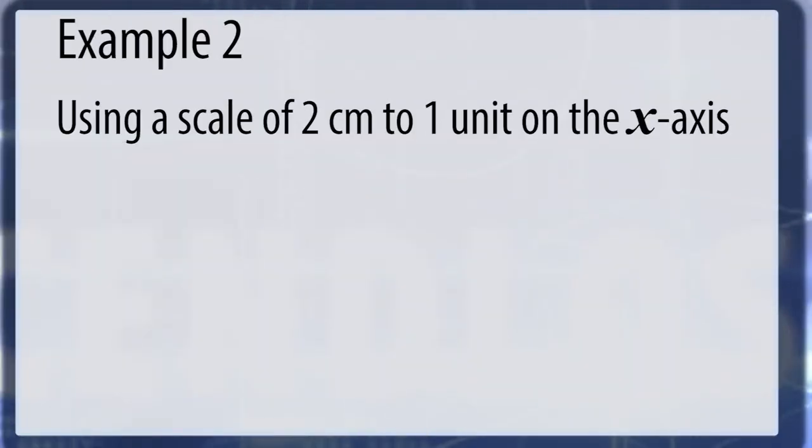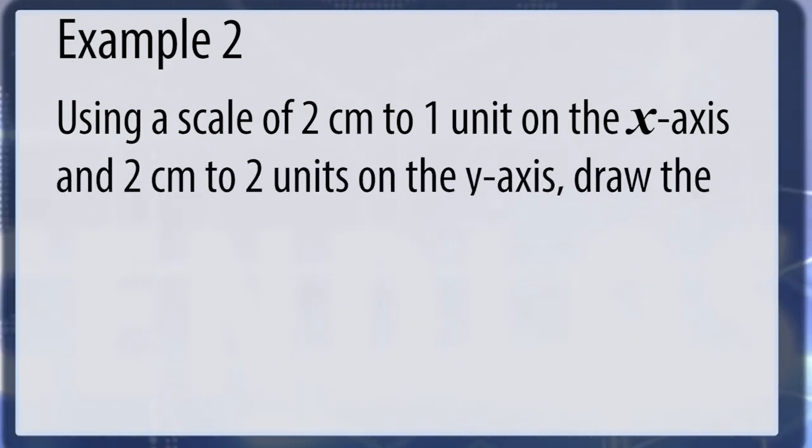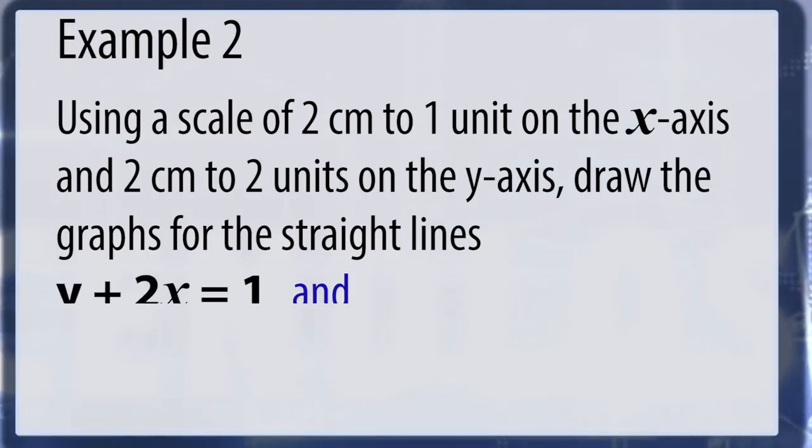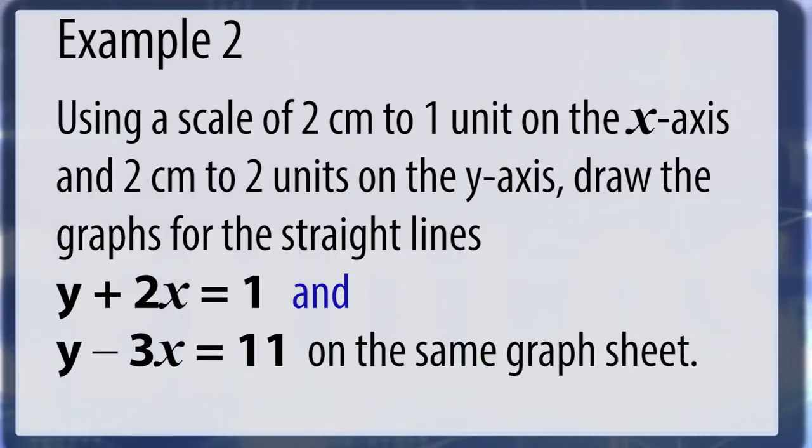Shall we take a look at another example? This example involves using a table of values, so we'll see how this is done. Using a scale of 2 centimeters to 1 unit on the x-axis and 2 centimeters to 2 units on the y-axis, draw the graphs for the straight lines y plus 2x is equal to 1 and y minus 3x is equal to 11 on the same graph sheet.